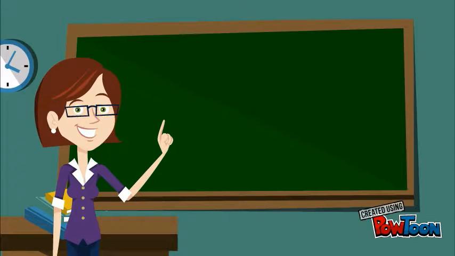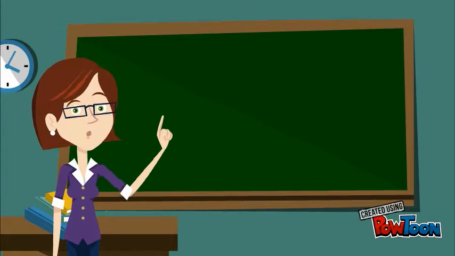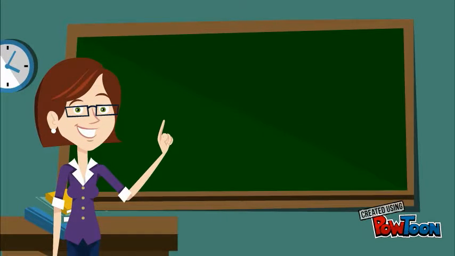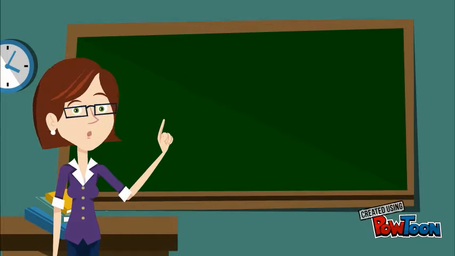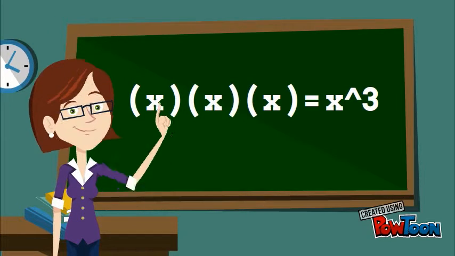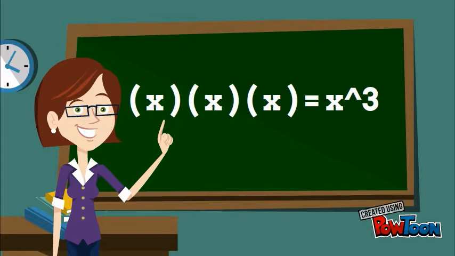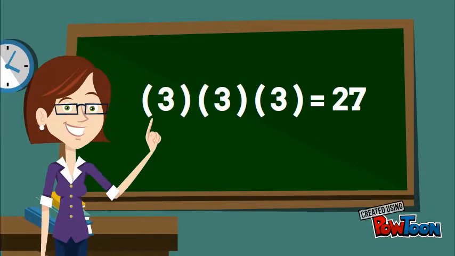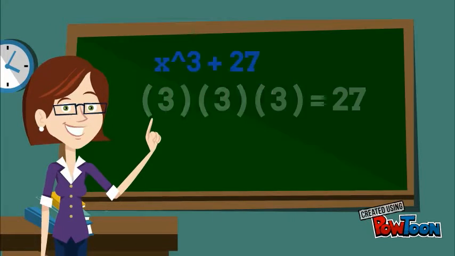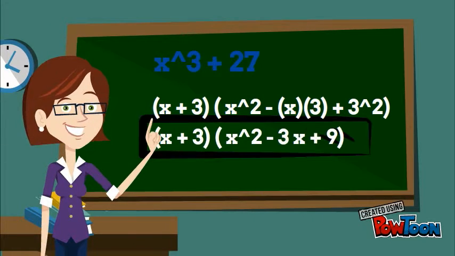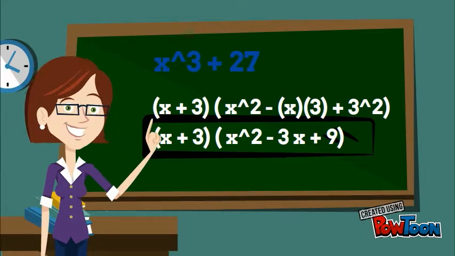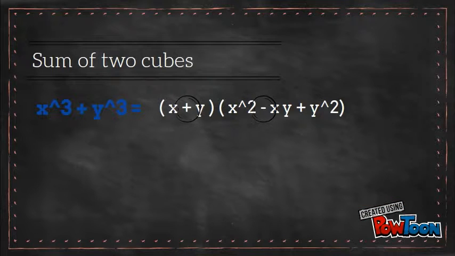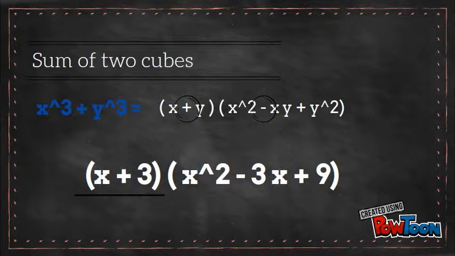Currently, the problem is not written in the form that we want. Each term must be written as a cube, that is, an expression raised to a power of 3. The term with variable x is okay, but 27 should be taken care of. 3 times 3 times 3 equals 27. We write the original problem as a sum of two cubes. Since this is the sum case, the binomial factor and trinomial factor will have positive and negative middle signs, respectively.